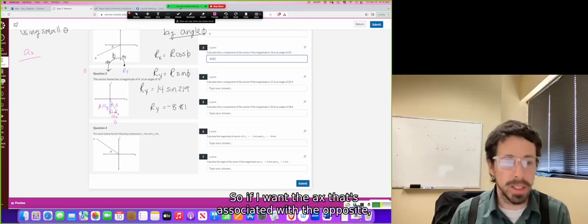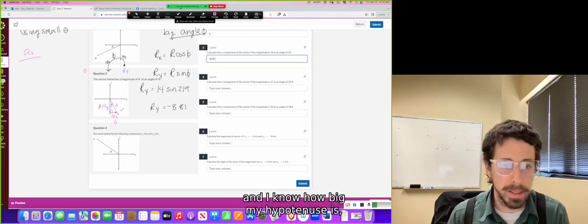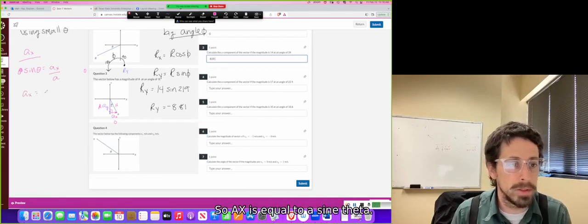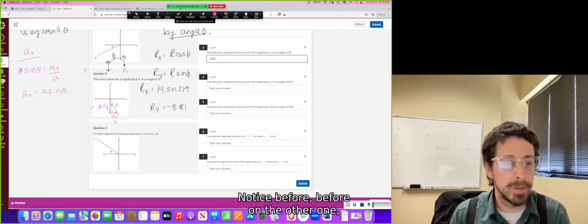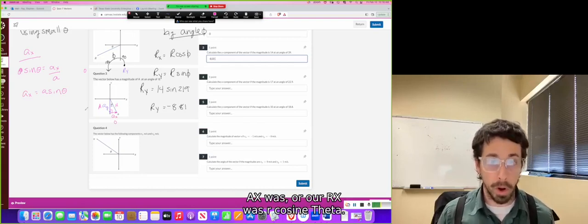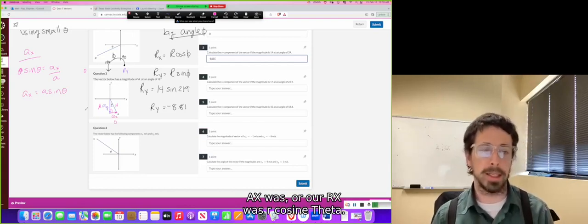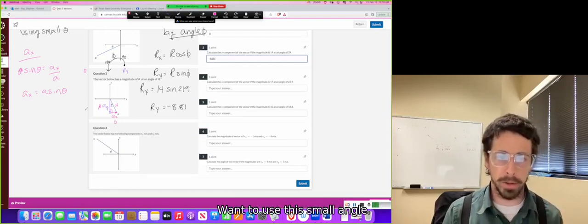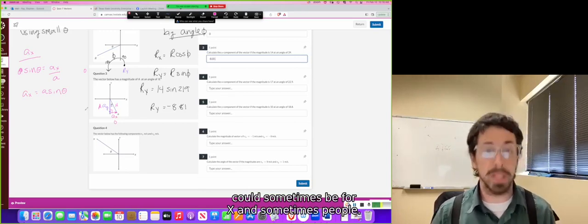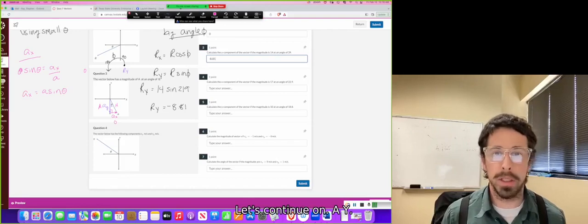All right. So if I want the AX, that's associated with the opposite, and I know how big my hypotenuse is. So I'm going to use sine for this. So sine of theta is equal to AX over A. So AX is equal to A sine theta. Notice before on the other one, RX was R cosine theta. So when I use this small angle, it seems that the sine and the cosine could sometimes be for X and sometimes be for Y. Let's continue on.